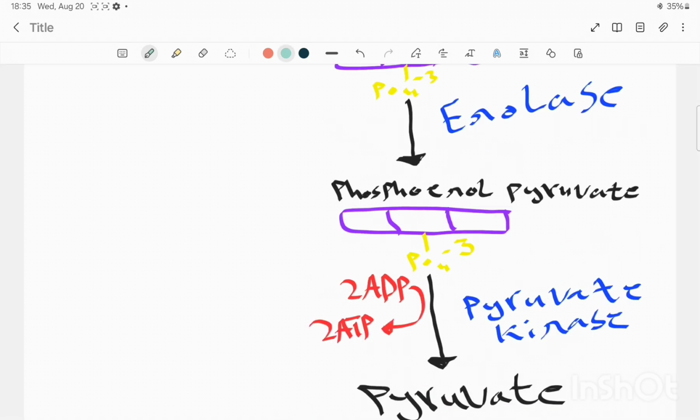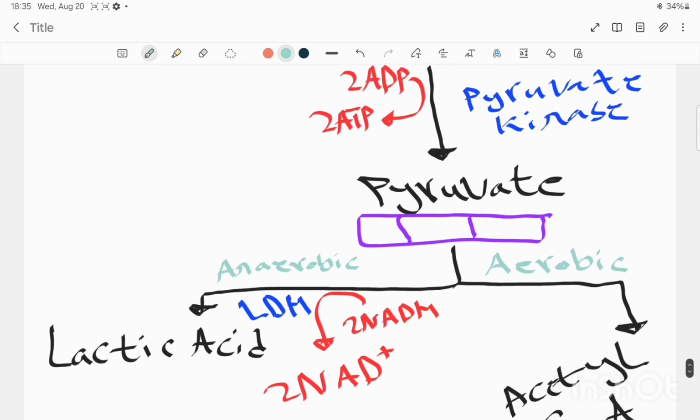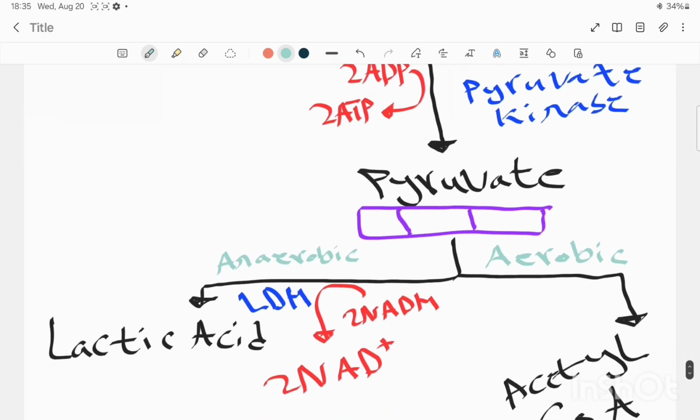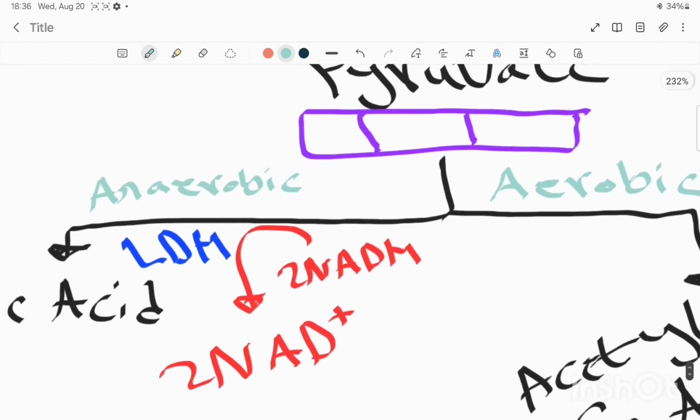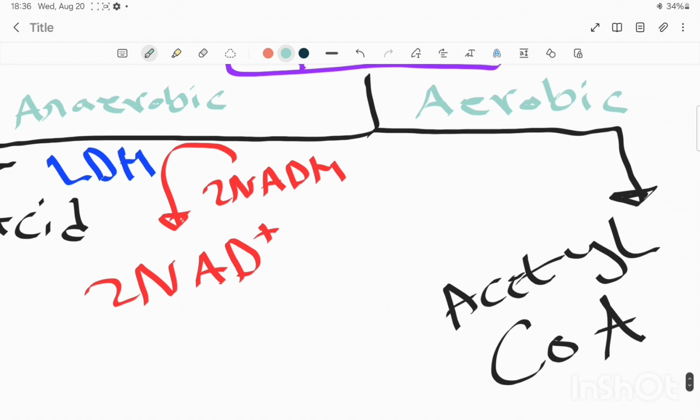Now, what happens to pyruvate depends on the oxygen conditions. Under anaerobic conditions, meaning without oxygen, pyruvate is converted to lactic acid by an enzyme called lactate dehydrogenase. This reaction regenerates NAD in its oxidized form because it's necessary for glycolysis to keep running. Under aerobic conditions, meaning with oxygen, pyruvate is transported into mitochondria where it's converted into acetyl-CoA. This molecule then enters the Krebs cycle to produce much more energy.